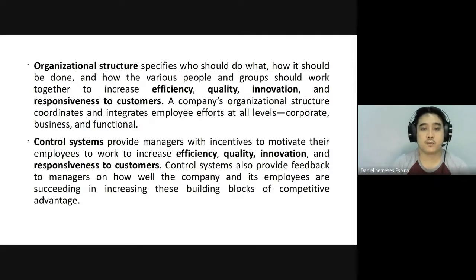The control systems provide managers with incentives to motivate the employees to work, to increase efficiency, quality, innovation, and responsiveness to customers. So it's making sure that the employees are implementing the strategy. The control systems also provide feedback to managers on how well the company and its employees are succeeding, or perhaps what the barriers or problems are in the implementation of those strategies, so they can be corrected. Okay?